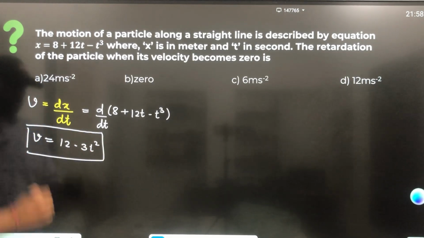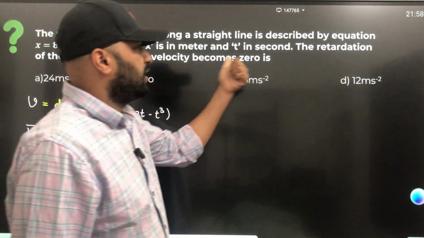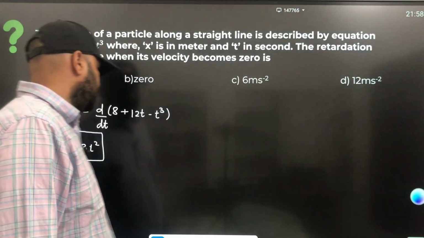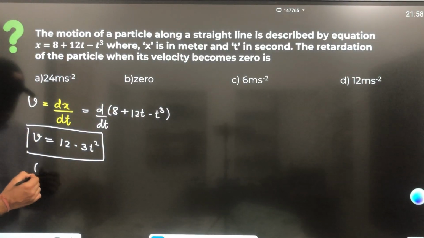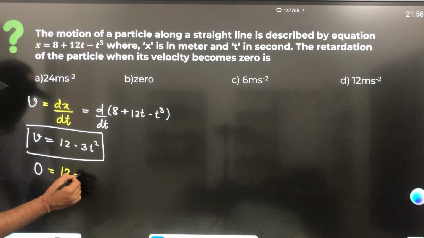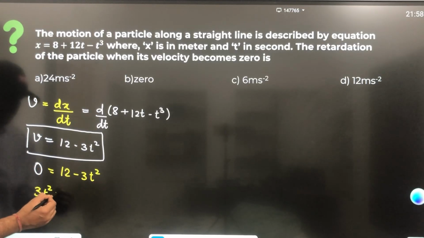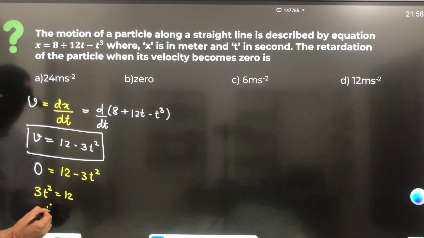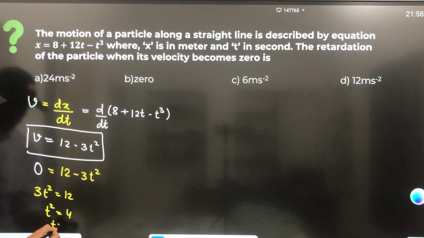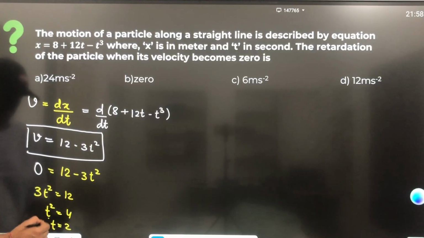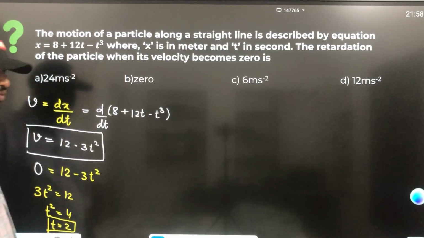Now what is the question saying? The question says when the velocity becomes 0. So let's substitute here: V becomes 0. Putting it as 0, it will be equal to 12 minus 3t square. Let's take this 3t square to that side. It will become 12 here, and t square will be equal to 4 and t will be equal to 2 seconds, right? Time can never be negative. So you got t as 2 seconds.